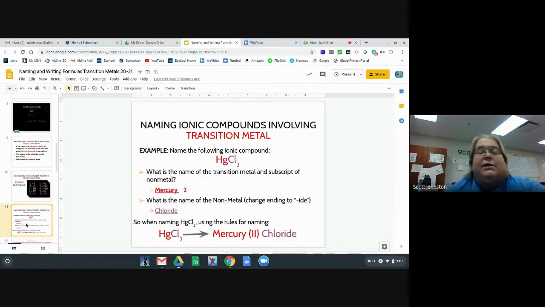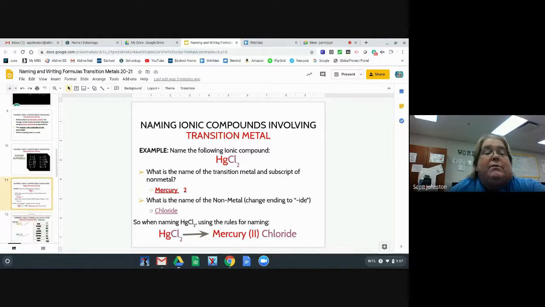So the way we work this, we were given HgCl2. We look at the symbol of the first element, it's mercury. So we write down the word mercury. Well, the chlorine has a 2, the mercury doesn't have anything, so that means mercury is going to have a 2 positive charge. We're going to change the word chlorine to chloride, and we're going to put everything together. So that's going to give us mercury 2 chloride. Relatively simple, easy to do.